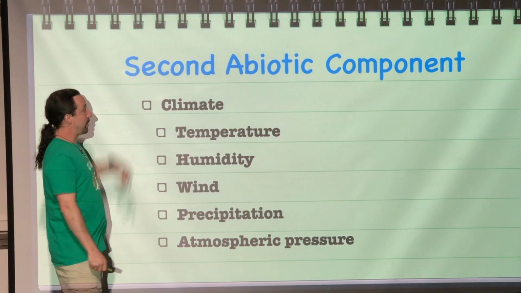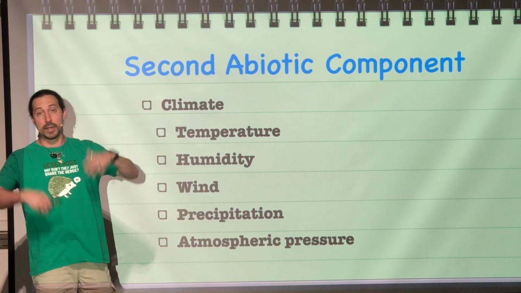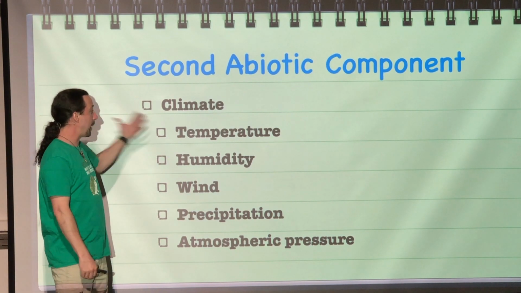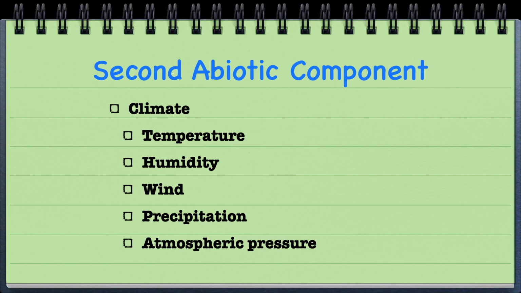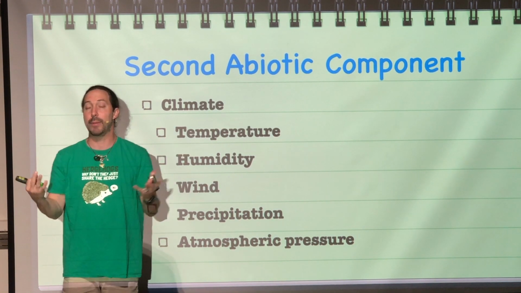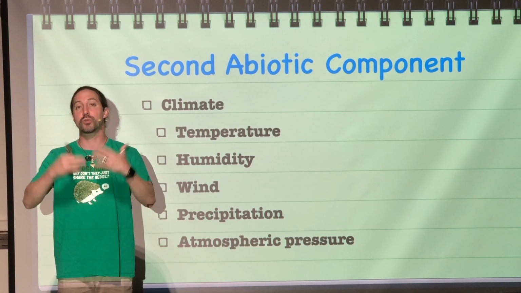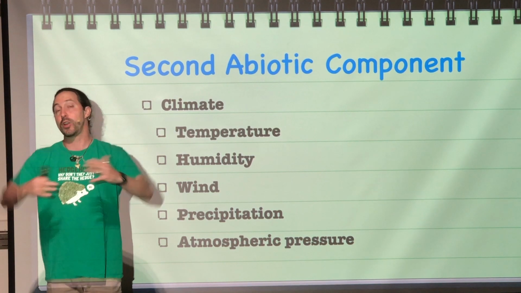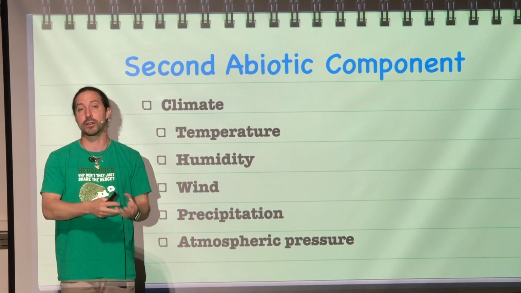The second major abiotic component that we would look at would be climate. What is a typical temperature of that area? What's the humidity? How much wind do they have? How much precipitation? What's the atmospheric pressure? All of those different little things that contribute together to make the climate is going to determine what sort of organisms can exist within that particular area.